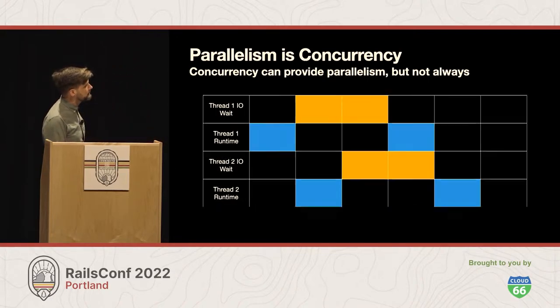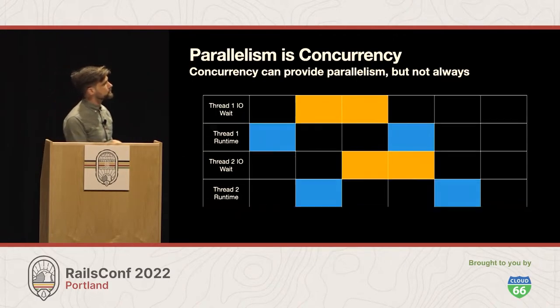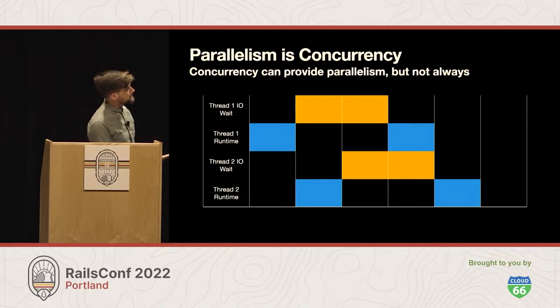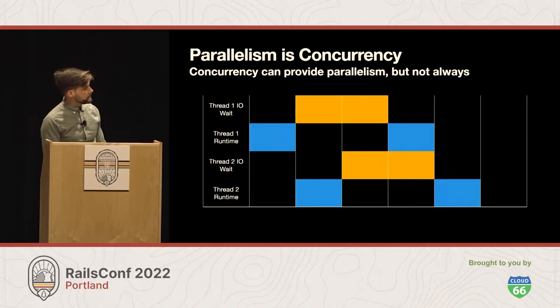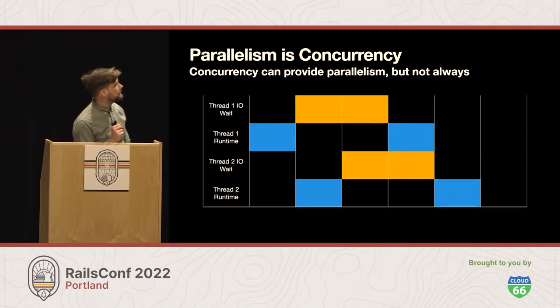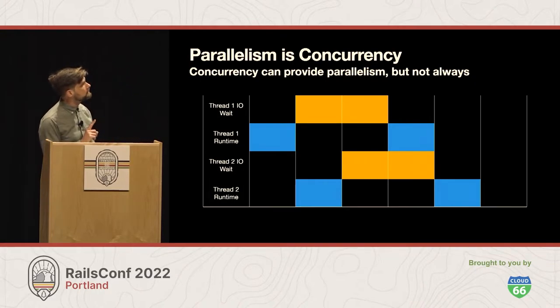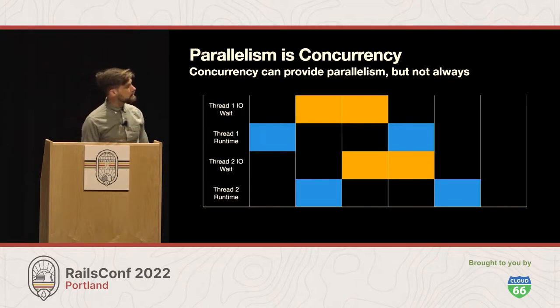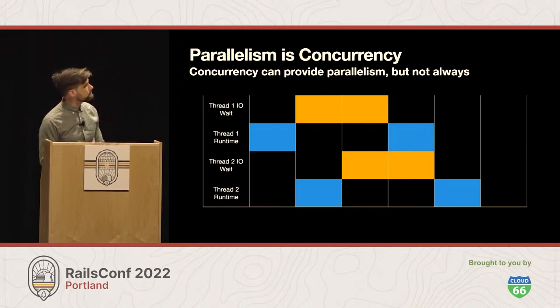When the response is back, it can do whatever Ruby it needs to, maybe send a request back if it's a web request, or if this is a background job, it could be downloading an image and then processing the image. So thread two can actually pick up where thread one left off when it started waiting, and thread two can start its process, wait for its network request, wait for the IO to come back, and then process again.